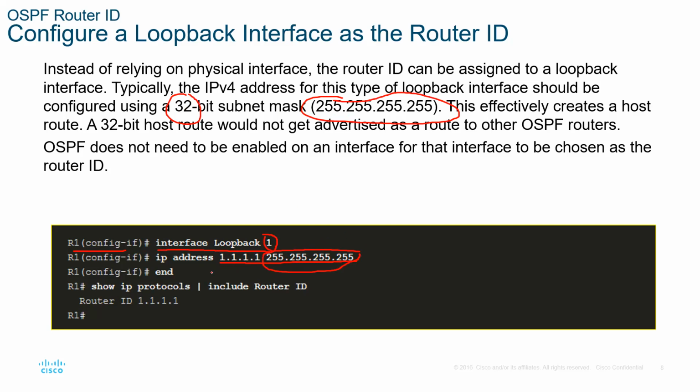So once you do that, you just end. So when you use the command show ip protocols, and include router ID, it's going to now give you the router ID as the one that you have set.